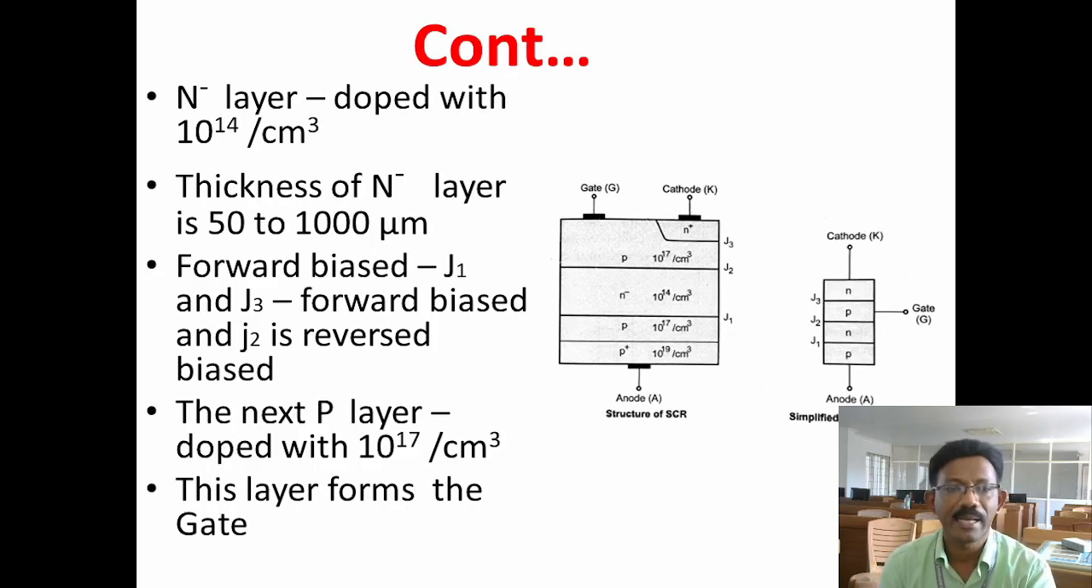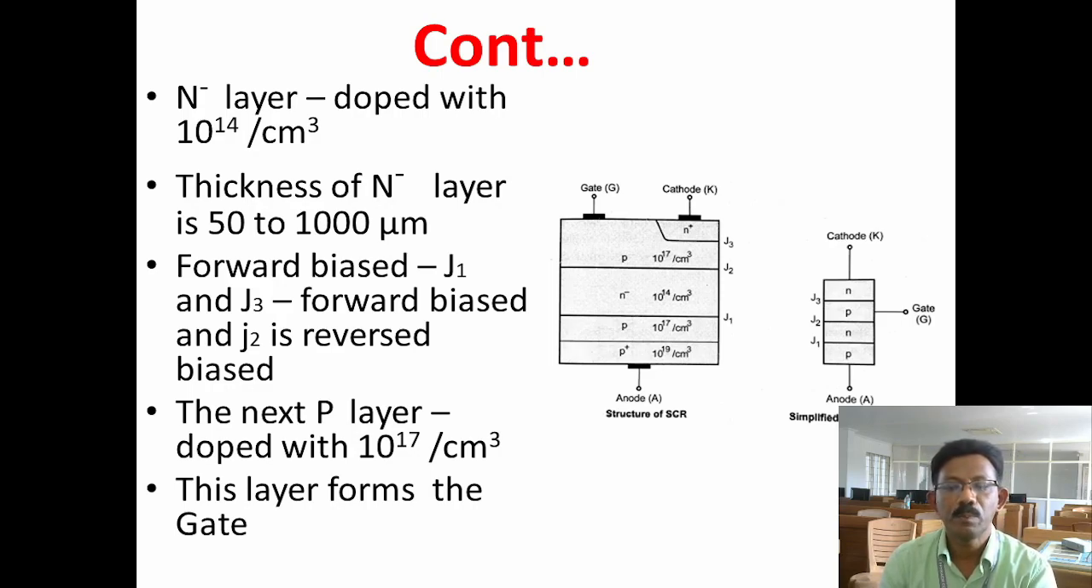Then N minus layer, it is lightly doped with a concentration of 10 power 14 per centimeter cube. The thickness of N minus layer varies from 50 to 1000 micrometer. During forward bias, it has 3 junctions, J1, J2 and J3. During forward biased condition, junctions J1 and J3 are forward biased and J2 is reverse biased.